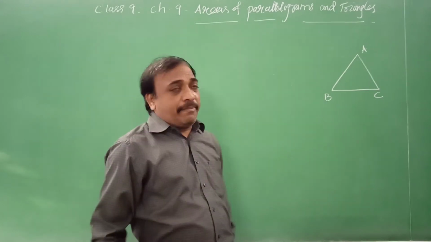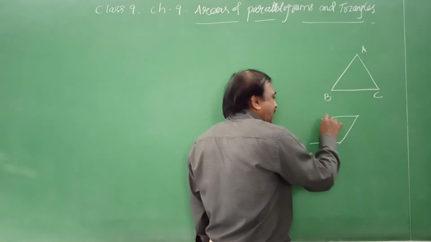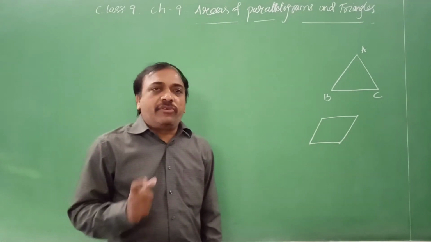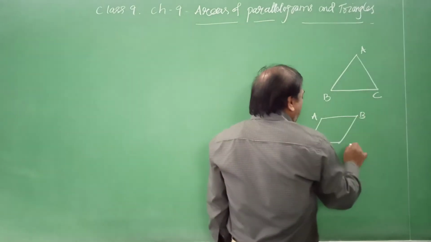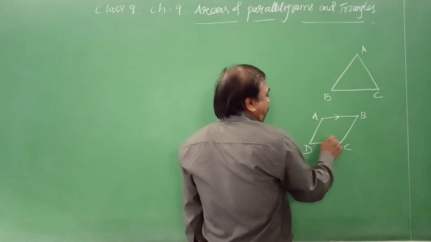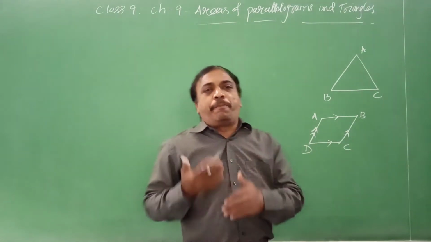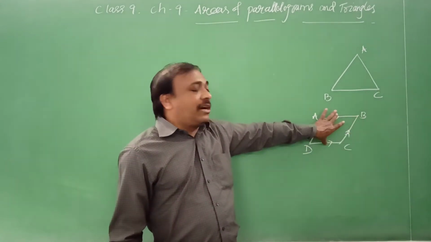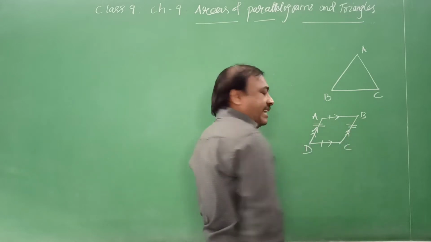Then a parallelogram. Even in class 8 we have discussed it, as well as in class 9 in the previous chapter, the 8th chapter I think, quadrilaterals. A parallelogram is a quadrilateral whose opposite sides are parallel. As a special property, the opposite sides are equal. This side is equal to this side, and these two opposite sides are equal.